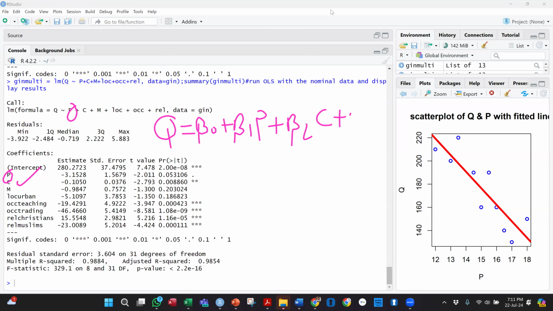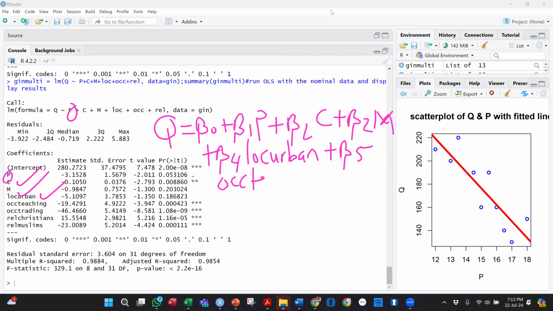Then you write beta 3, select the third variable, which is income, plus beta 4, select the next variable, which is log urban. And this is where you've got to be careful. You write it exactly as it is. If it is log urban, write it in full, log urban, just as it is there. Then you write your beta 5. The next variable is awk teaching. So write this exactly as it is, awk teaching. Don't change anything. Then plus beta 6, look at the next variable, which is awk trading.